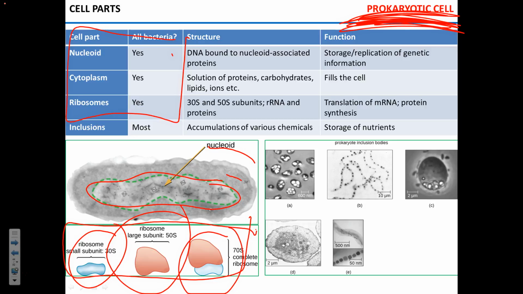70S ribosome is unique for prokaryotes. Okay? Ribosomes in eukarya are different. Very different. What is the function of ribosomes? Make the protein. Now, if ribosomes are very structurally different between, say, bacteria and eukarya, how may it help us in a clinical perspective?